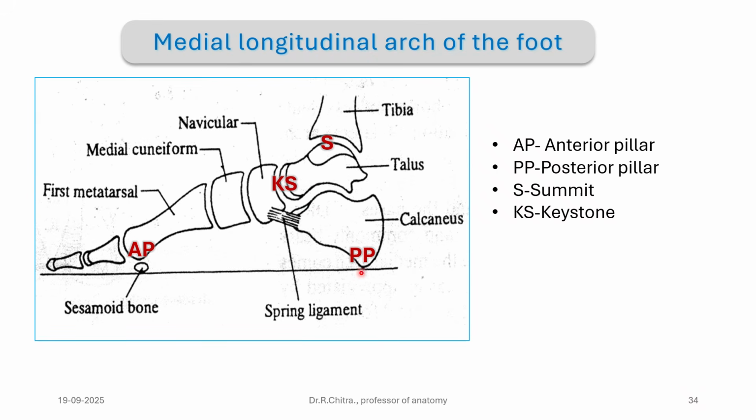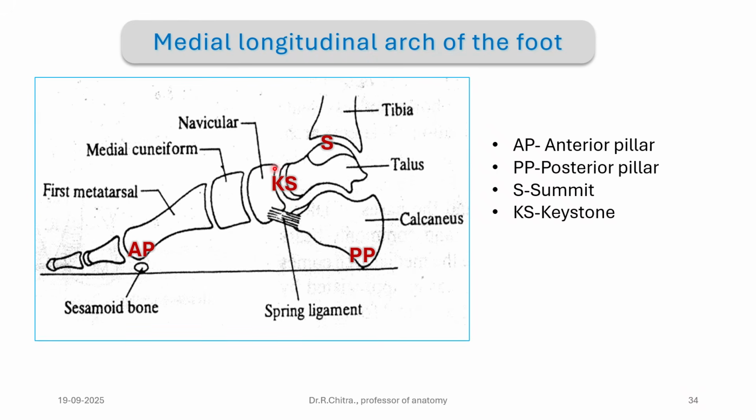First we will see the posterior pillar, that is the medial tubercle of the calcaneus. The anterior pillar is the heads of the 3 metatarsals. The summit is the surface of the talus which forms the ankle joint, the trochlear, the upper surface of the body of the talus.